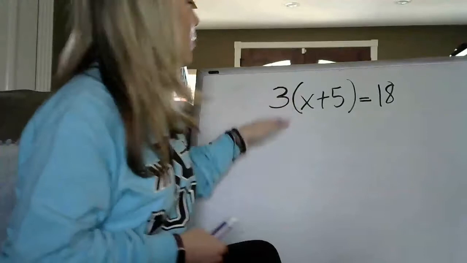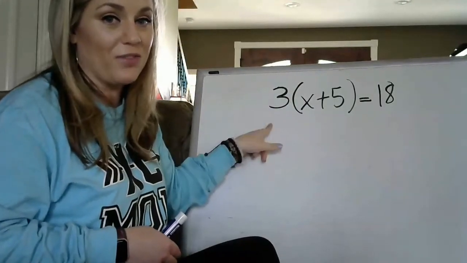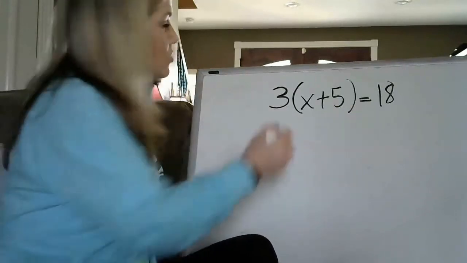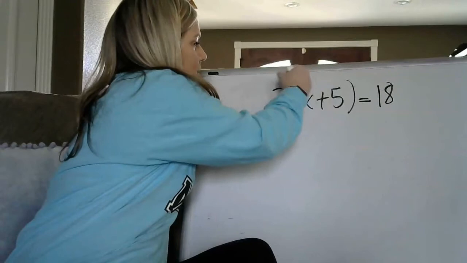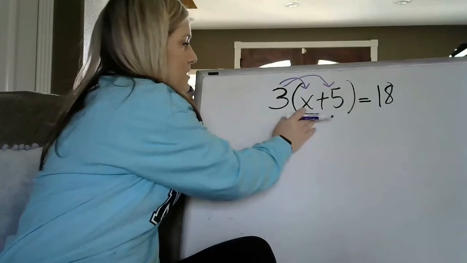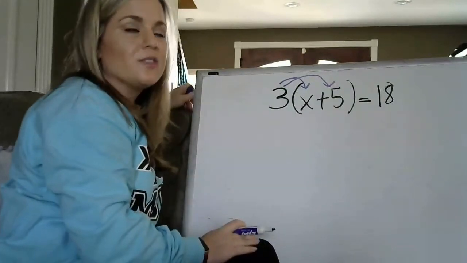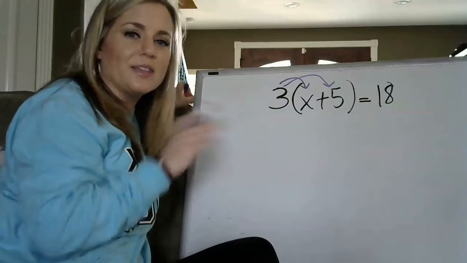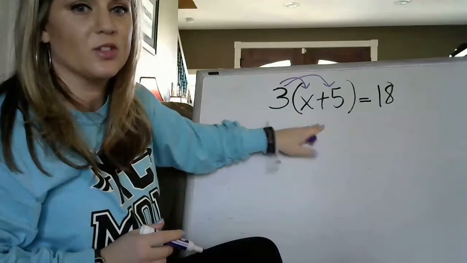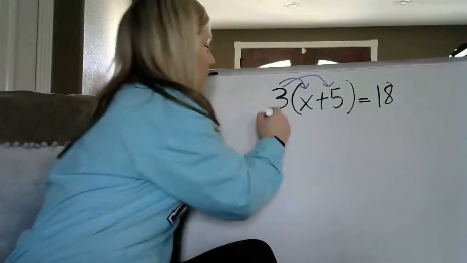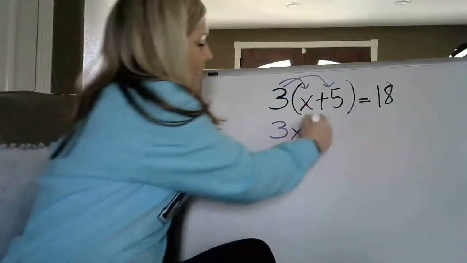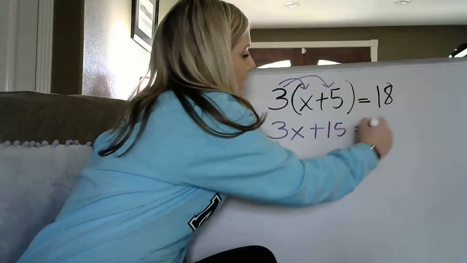All right, so what we can do is we've got multiplication. This 3 is a coefficient to the parentheses. So we have to distribute this 3 to everything inside the parentheses. This is basically saying 3 times x plus 3 times 5, okay? So that's just a short way to do it. It's kind of like a lazy person way, okay? So we're going to do 3 times x. What is 3 times x? Well, that would be 3x. Now 3 times 5 is 15, all right? And that all equals 18.